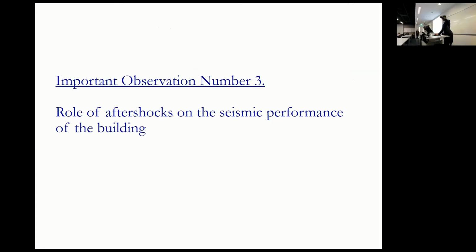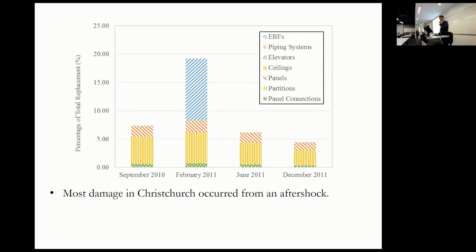The third observation I want to make is about the role of aftershocks on the seismic performance of the building. Perhaps this is obvious, but if we look at our most damaging earthquake, in this case it was an aftershock. I guess some people would debate whether this is an aftershock or not, but what's clearly important here is we've got damaging events occurring multiple times. Okay, so are we considering this in our loss assessment when we're doing loss assessment of buildings? And what about our repair strategies?